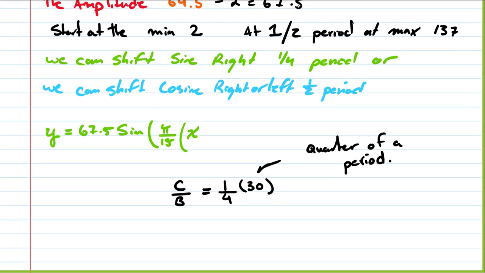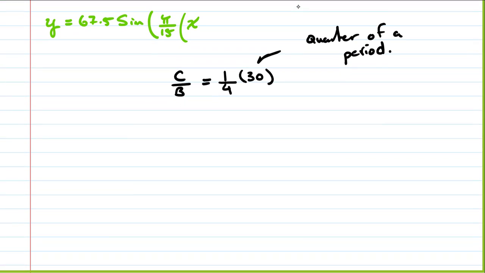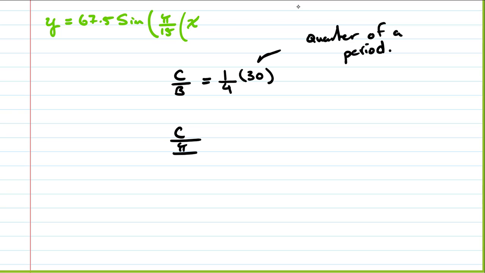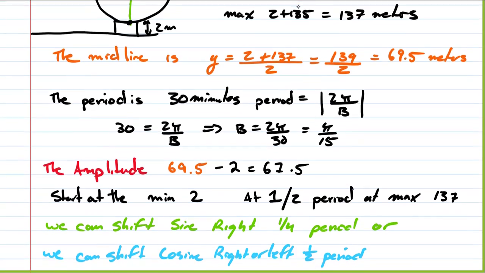We know our value of b, and our value of b is pi over 15. So c equals pi over 15 times 15 over 2. So we multiply both sides by pi over 15, and we get c is pi divided by 2. So putting that in, minus our pi over 2, plus our midline, which is 69.5.